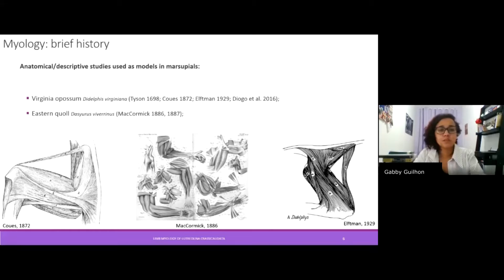After that, we have anatomical and descriptive studies used as models in marsupials, so we can study through them. It is important to notice that until then, all the studies with American marsupials always used the same species, Didelphis virginiana. Then came the first studies with Australian marsupials, using the eastern quoll, Dasyurus viverrinus.